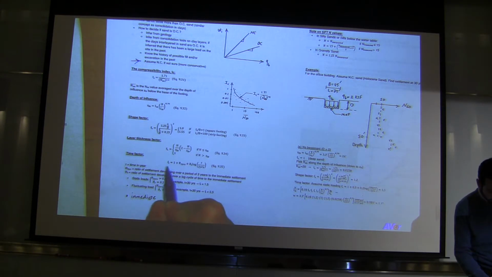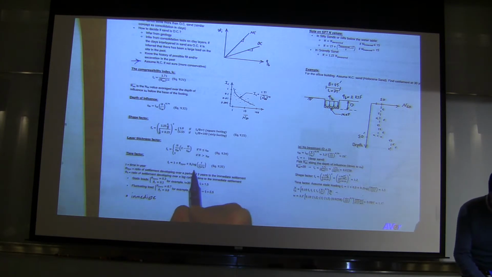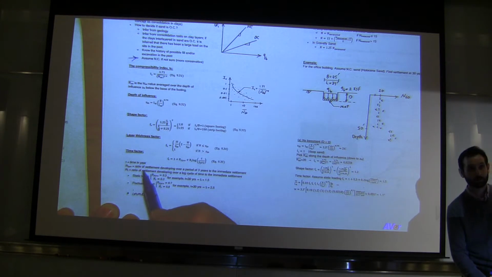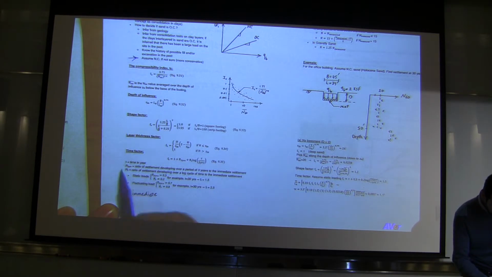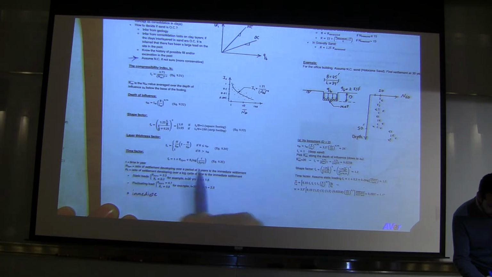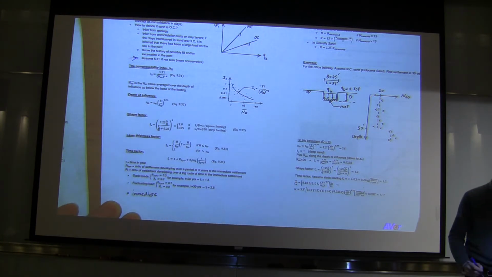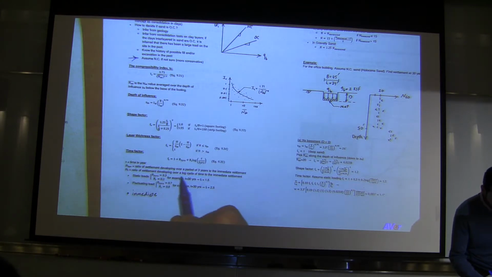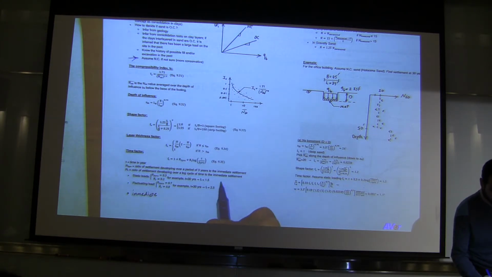So Ft is 1 plus R_3years plus R_t times the log of t over 3 years. The t right there is the time in years. So if it's 30 years, you put in 30 over there. R_3years is this parameter here. That's the ratio of settlement developing over a period of 3 years to the immediate settlement. So these are all given, or we can make assumptions. R_t is the ratio of settlement developing over a log cycle of time to the immediate settlement.